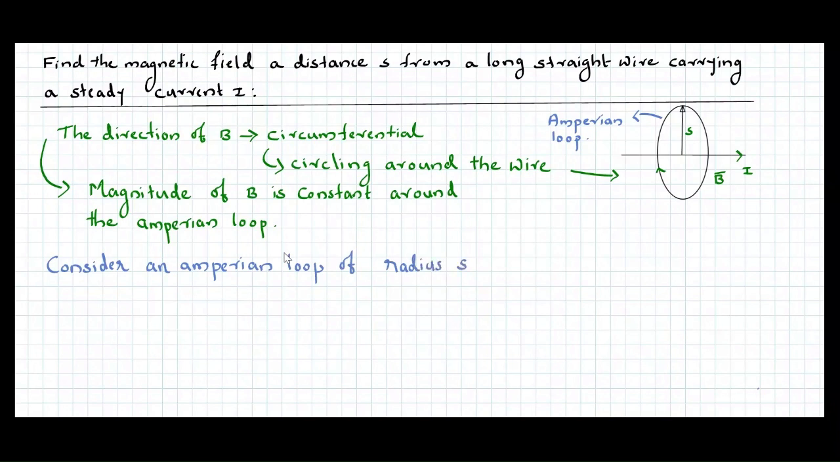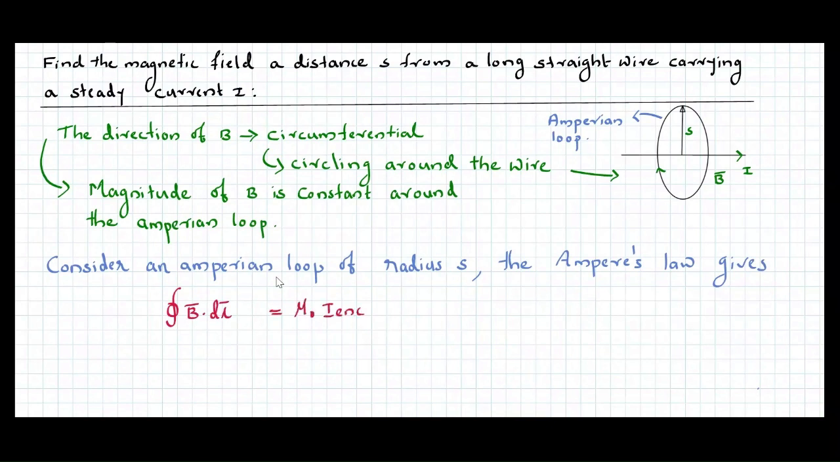Thus, to find the magnetic field at a distance S from the long straight wire, you first draw an Amperean loop of radius S, which is centered on the wire. Then Ampere's law says that closed integral B dot dl is equal to mu 0 I enclosed.